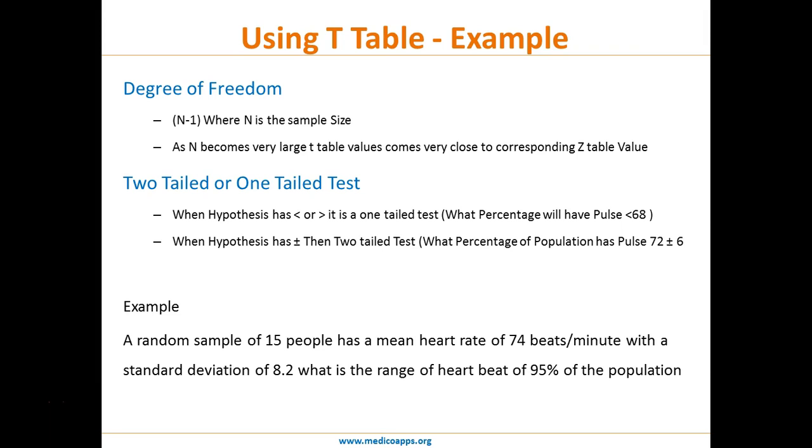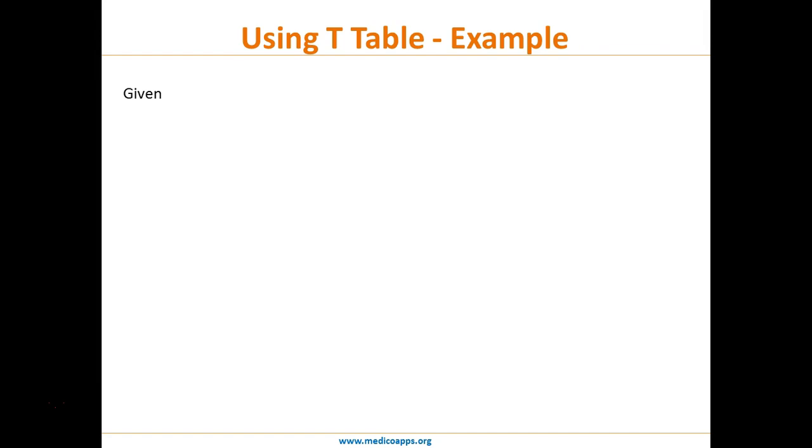Since you have the individual observations, you can calculate the standard deviation, and in that case the standard deviation is 8.2. Now you want to know what the normal values of the heart rate would be for 95% of the population. Given: 74 beats per minute is the mean, the standard deviation of the sample is 8.2, and the sample size is 15. These are the things which are given.